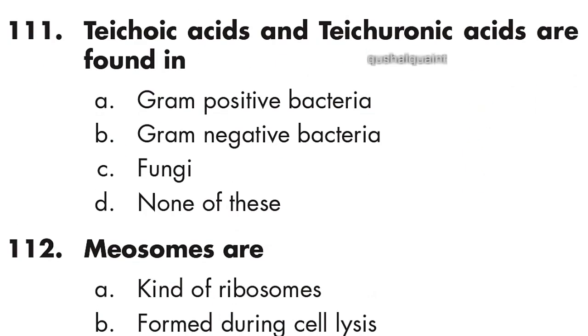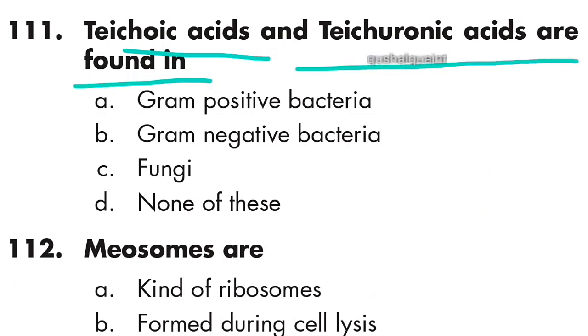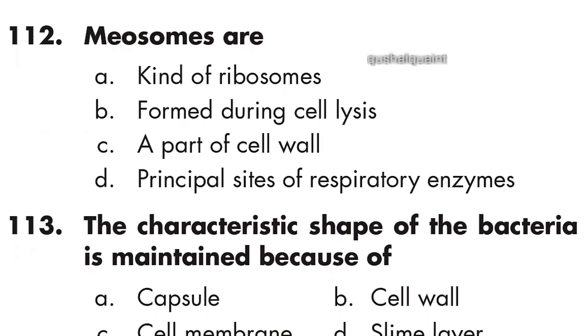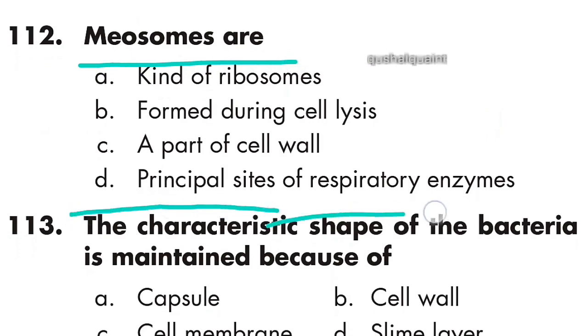Question 111: teichoic and teichuronic acids are found in gram positive bacteria. Option A is right, gram positive bacteria. Next question: mesosomes are the principal site of respiratory enzymes. Option D is right, principal site of respiratory enzymes.